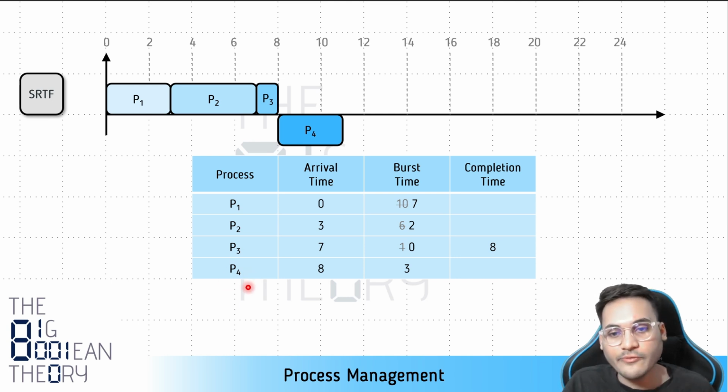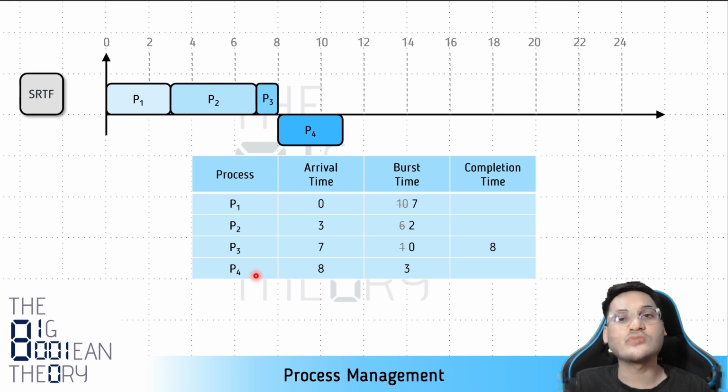So when P4 arrives at t equals 8, P3 has executed for 1 millisecond, that is from t equals 7 to t equals 8. And for process P3, the total burst time was 1 millisecond, right? So you can see process P3 has already finished. Now the remaining processes are P1, P2 and P4, and no more processes will arrive.